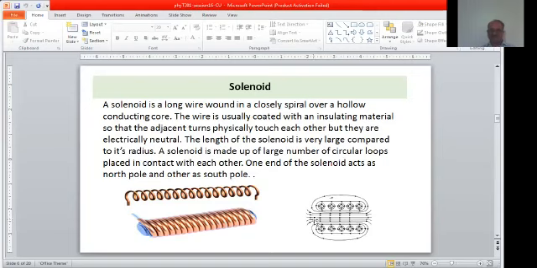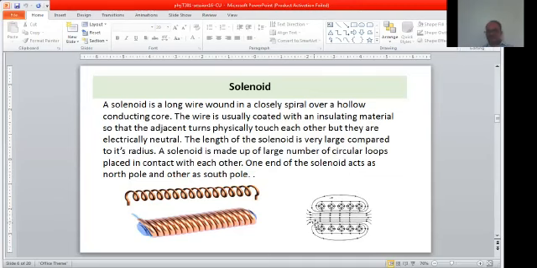The magnetic lines of force, whose direction is shown in this figure, pass like this, circle the coil and come inside like this. As you know, the magnetic lines of force are always closed ones, so they are moving like this.